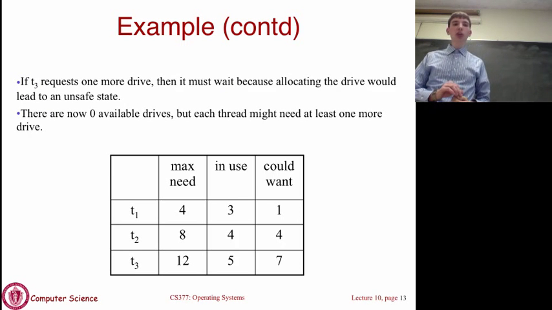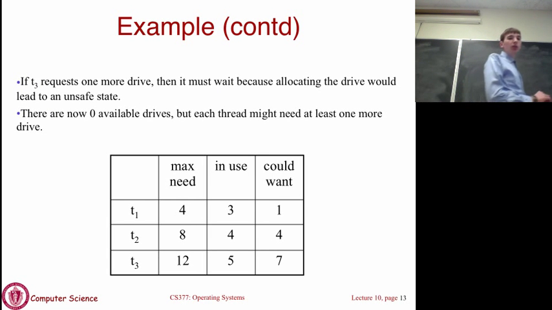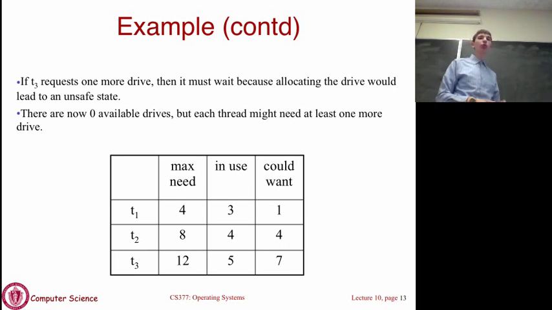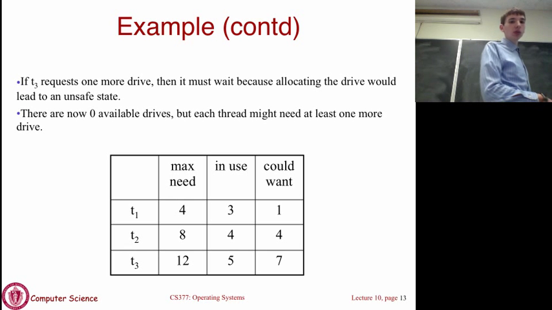So now let's look at a different example. Let's say T3 requests one more drive. Supposing we just go ahead and allocate that one drive to T3. What's now going to happen is T3 has five drives in use instead of 4. And of course now it could only want 7. But now how many drives are available?